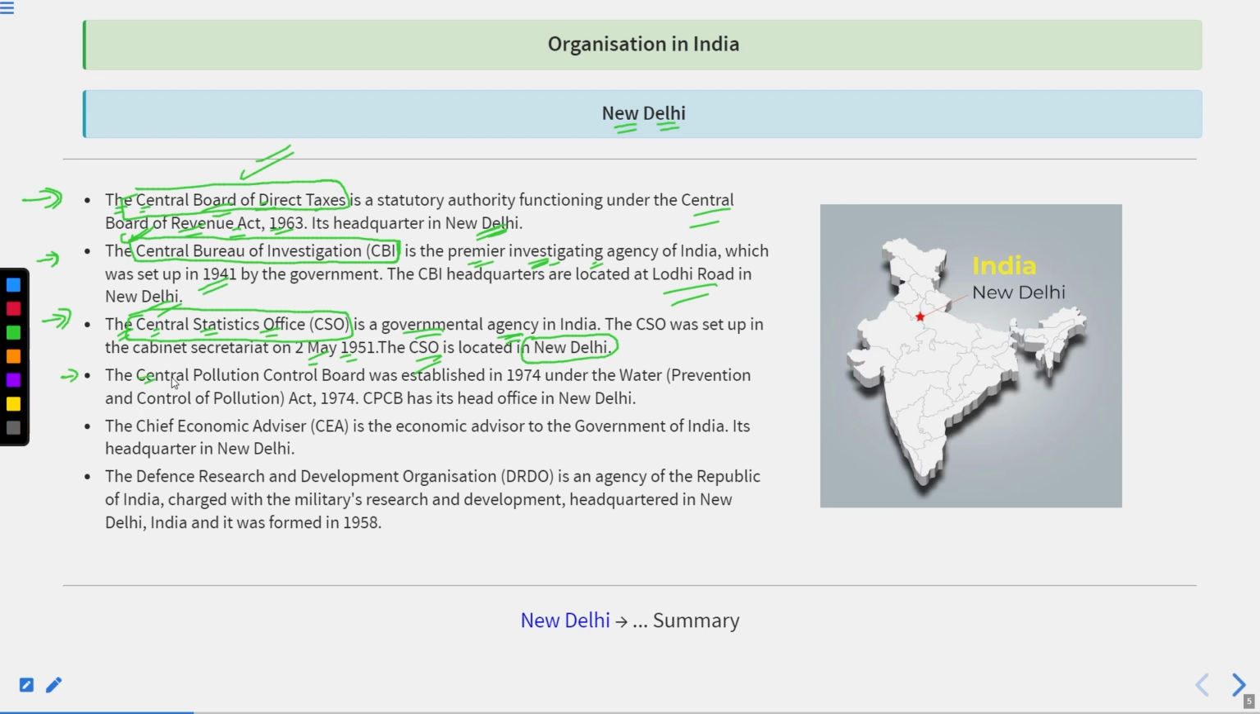Then we have the Central Pollution Control Board. It was established in 1974 and it is a statutory body. Why? Because it got established under the Water Prevention and Control of Pollution Act 1974. In short, it is often called CPCB. It has its head office in New Delhi.